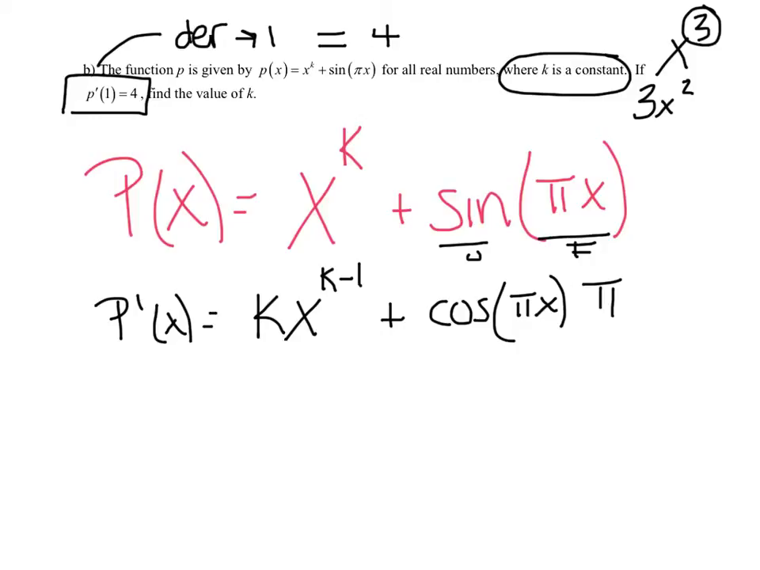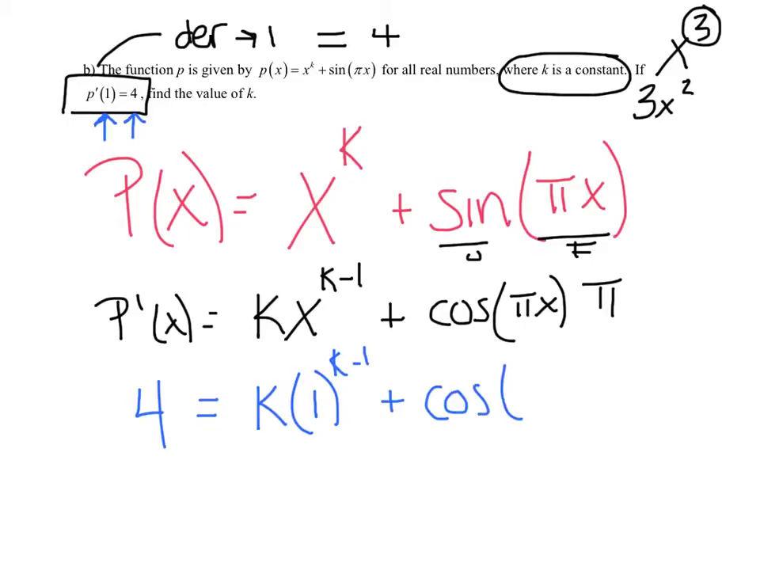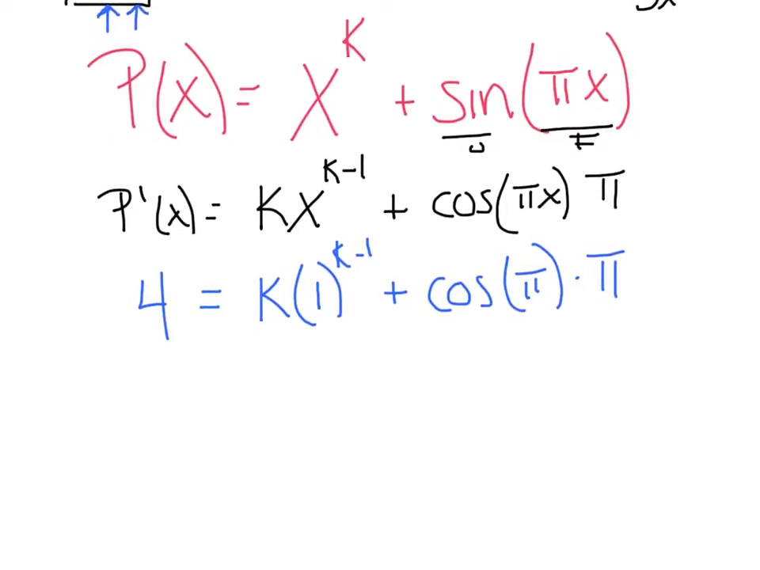At this point again, it says plug 1 into your derivative and set it equal to 4. So I'm going to say 4 equals k times 1 to the k minus 1, plus the cosine of 1 times pi is just pi, times pi. As I continue to clean this up, I'm going to say 4 equals, now I have 1 to the k minus 1. Hopefully that's not freaking you out too much.